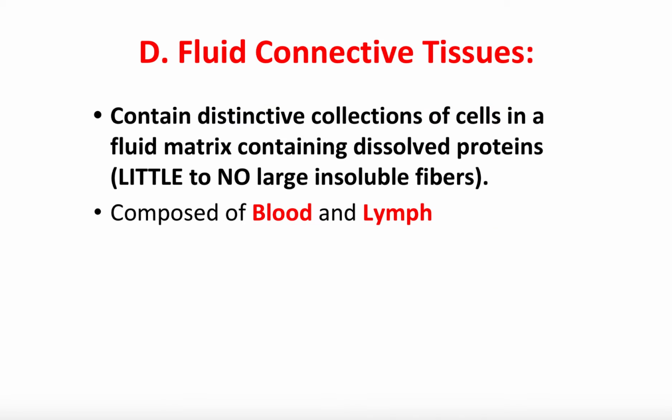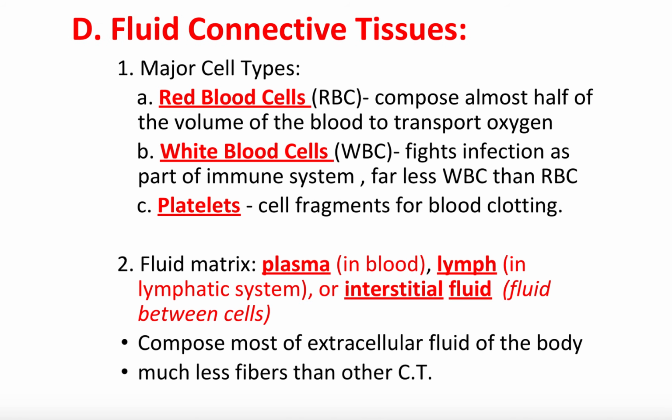All right, let's go to the next category of connective tissues. These are called fluid connective tissues. The thing that makes this connective tissue unique from the other one is it's fluid. It flows, you can pour it into a cup, stuff like that. This is basically blood and lymph. There are cells inside of fluid connective tissues, but the matrix that's surrounding the cells is basically a liquid.